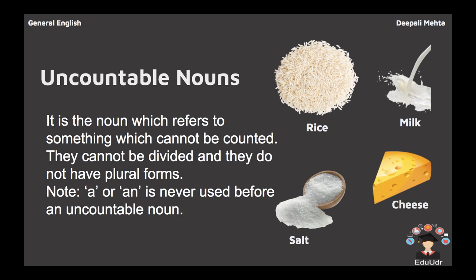We never say a rice, we never say a milk, we never say a cheese and we never say a salt. Uncountable nouns cannot be divided. They cannot have a plural. For example, we cannot say rices, we cannot say milks, we cannot say cheeses and we cannot say salts. They are only singular in form and we never use a or an before them. But we can count a bowl of rice, a glass of milk, a teaspoon of salt and a slice of cheese. But they themselves cannot be counted.